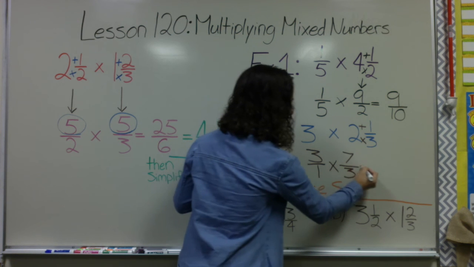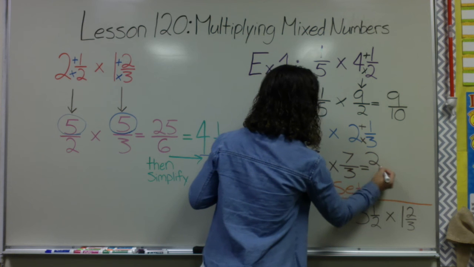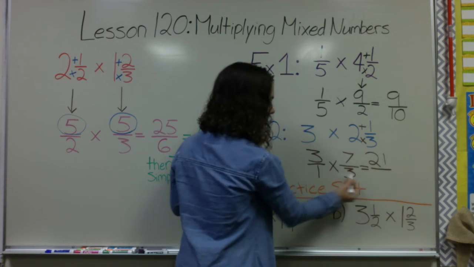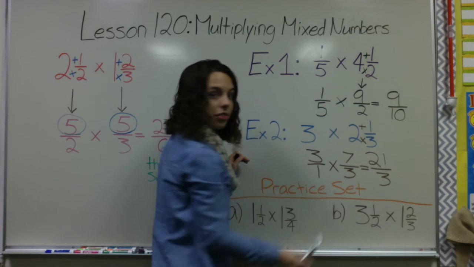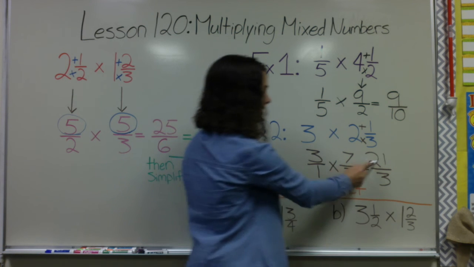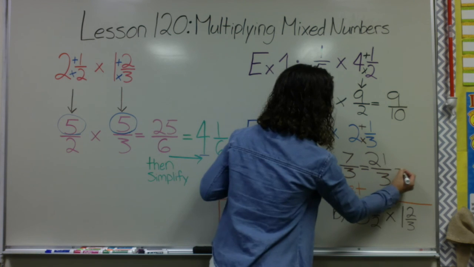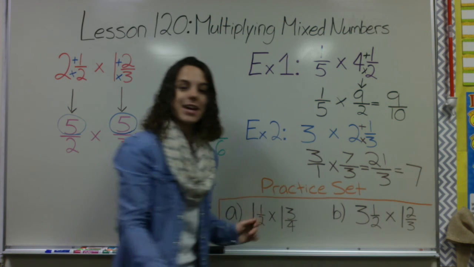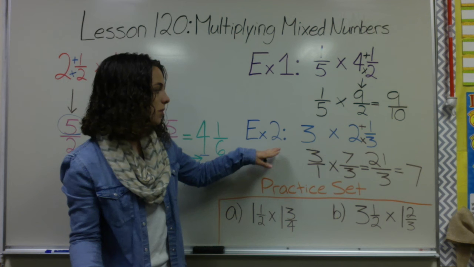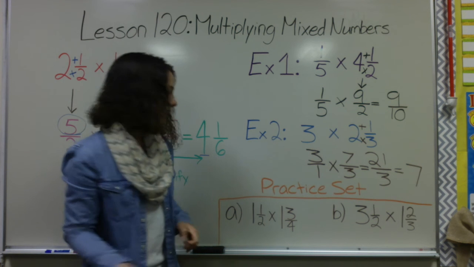3 times 7 is 21, and 1 times 3 is 3. Well, I have 21 over 3, and I know that 21 divided by 3 actually equals 7. So 7 is my product of 3 and 2 1/3.